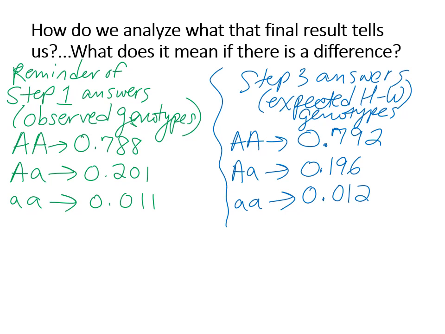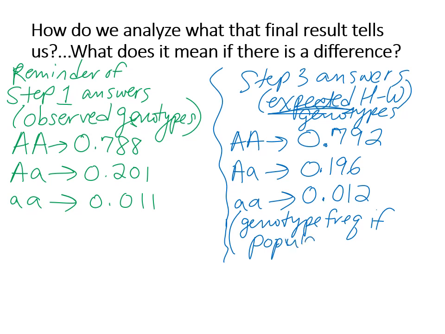So what those tell us here, these expected, these are the genotype frequencies if a population is in equilibrium, if it's ideal, if it's in equilibrium, because that's what Hardy-Weinberg says. Hardy-Weinberg is for equilibrium. So what's the last step of all of this? How do we know if this population is in equilibrium?